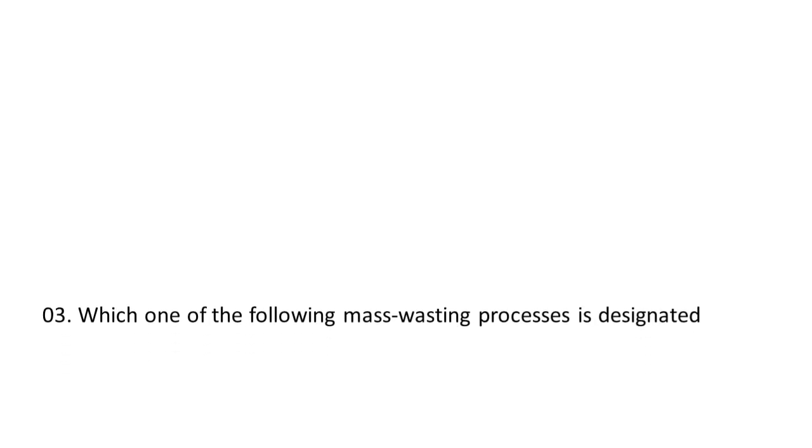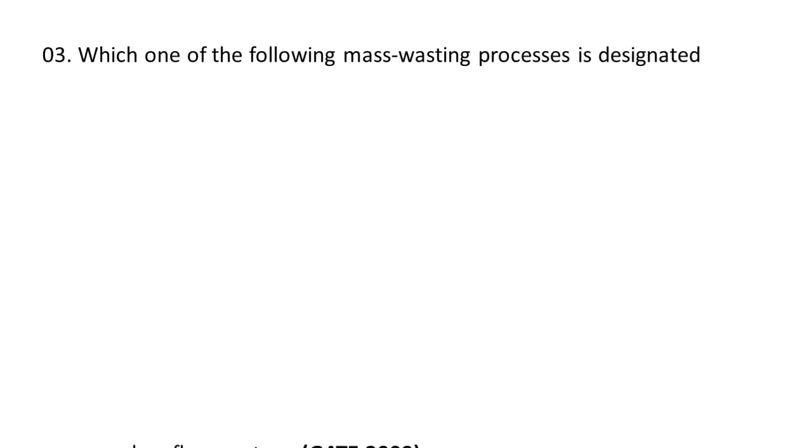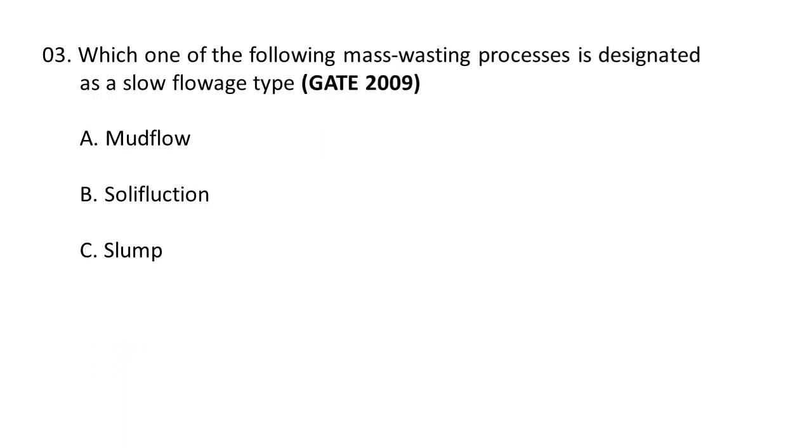Next question. Which one of the following mass wasting processes is designated as a slow flowage type? The choices are A. Mud flow, B. Solifluction, C. Slump, D. Rock slide. The correct option is B. Solifluction is a term used to describe the progressive movement of a mass down a slope which is caused by freeze-thaw activity. During the warmer months, thaw water in the soil is trapped by frozen permafrost beneath it, causing solifluction. So B is the correct option.